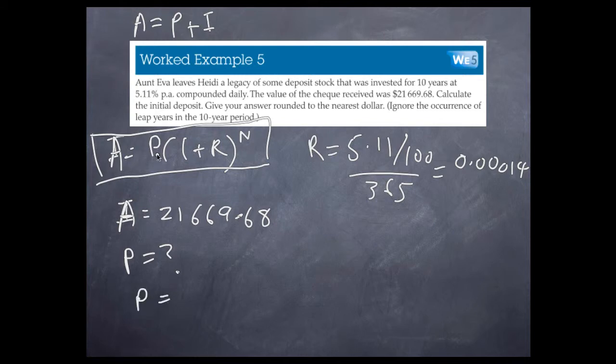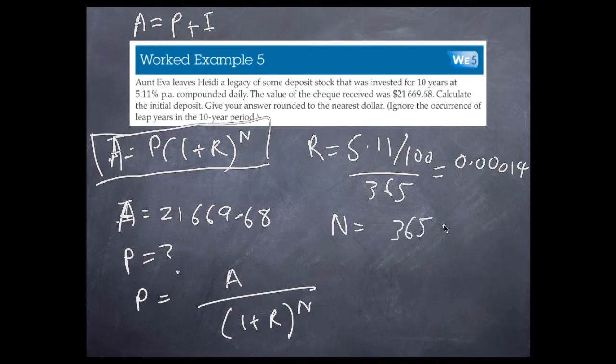So we have principal is now equal to the amount divided by 1 plus r to the power of n. So what is n? N is the number of days in 10 years. So it should be 365 times 10, which is 3650. Now let's continue working on our principal.